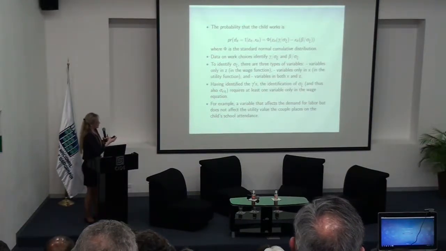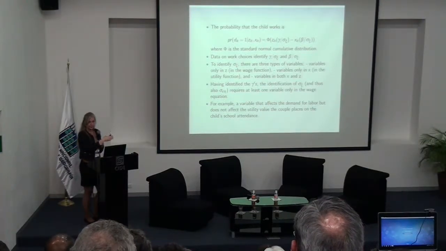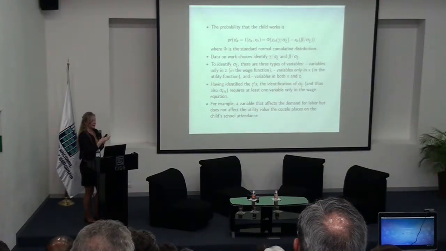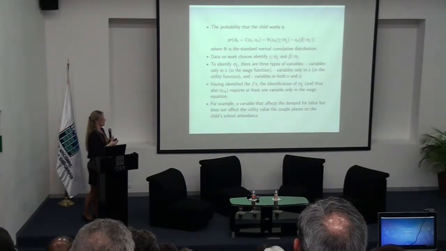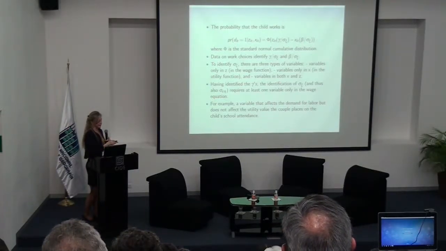So why is that interesting? That we can get all the different parameters from the model. A crucial thing is to have one Z variable that's not an X, and that's what economists call an exclusion restriction: one variable that only affects the child's wages and doesn't affect the value of schooling.